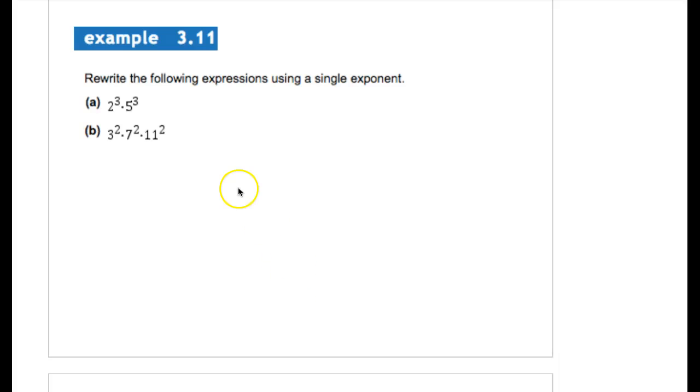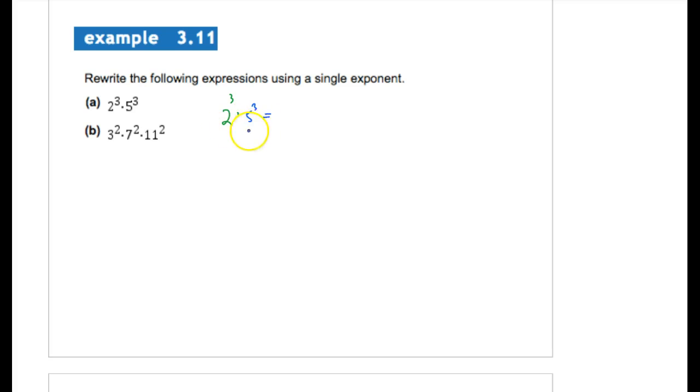Okay, in this example, let's figure this out without a rule. Looking at these expressions using a single exponent, let's take a look at 2 to the power of 3 times 5 to the power of 3. We're going to try this without the rule.